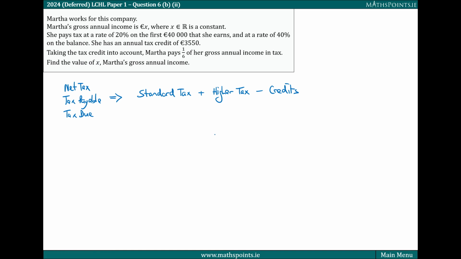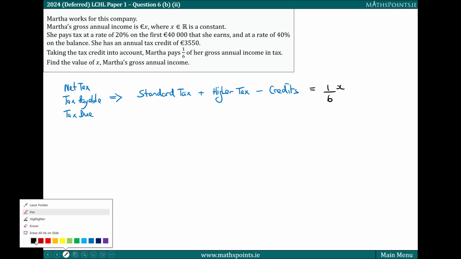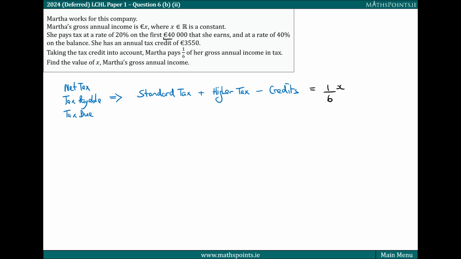Now we're told that once we calculate this tax bill, that's equal to 1/6 of Martha's gross income, which is x. It's equal to 1/6 of x. So let's try and turn this into an algebraic equation. The standard tax is 20% on the first 40,000. So 40,000 is the cutoff point, and Martha's going to pay 20% tax on that 40,000. That's going to be 0.2, 20% as a decimal, multiplied by 40,000. That's the amount of tax she's going to pay at the standard rate.